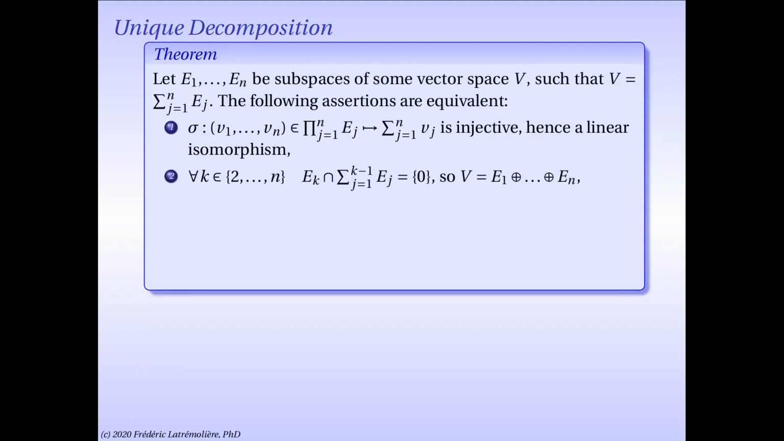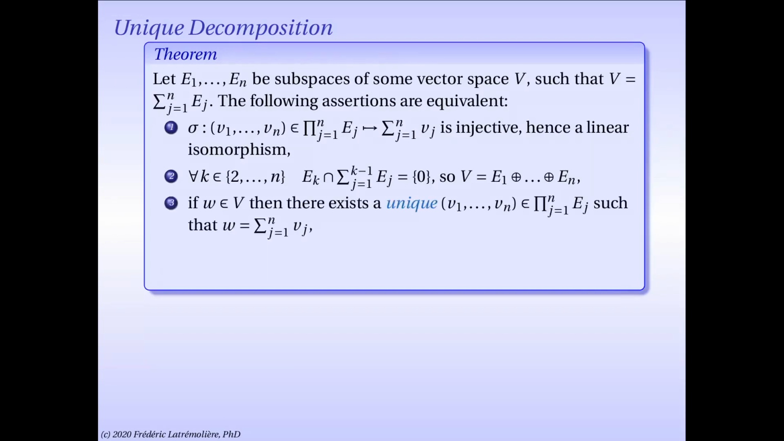Second of all, for all integer k between 2 and n, the intersection of the subspace Ek with the sum E1 plus E2, etc. plus Ek minus 1 is always the singleton 0, or in other words, the vector space is not just the sum E1 plus E2 plus En, but actually the direct sum of E1 with E2, etc. with En.